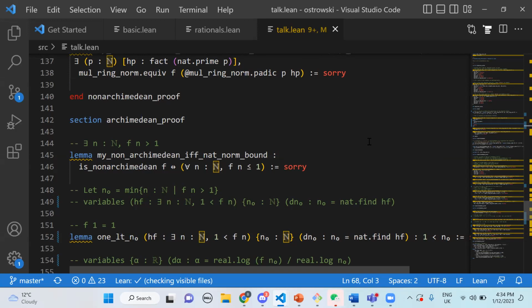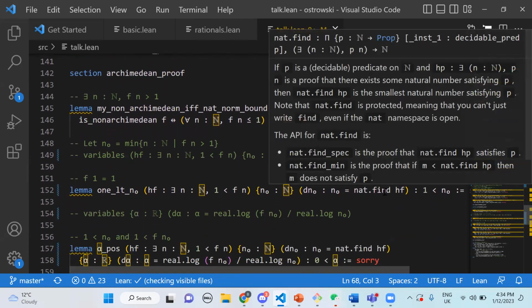We know that if it is not Archimedean, then everything should be bounded by 1. So if it's Archimedean, then there exists at least one natural number n such that the norm of n is strictly larger than 1. So we just take the minimum of such numbers, which has norm strictly larger than 1. And that's how we define it in Lean: we define a naught to be the smallest number that we find in HF.